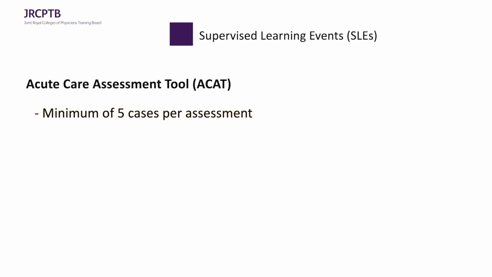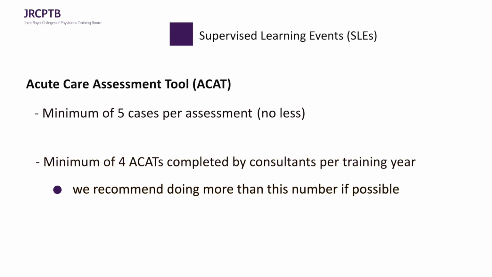For a valid ACAT, you need an absolute minimum of 5 patients. Any less than this and the assessment could be rejected when your e-portfolio is reviewed at your ARCP. However, you can include more cases in the assessment if you wish. ACATs can be completed by any senior colleague, such as a registrar or a consultant. A minimum of 4 ACATs must be completed by consultants. We recommend checking the decision aid for further guidance.